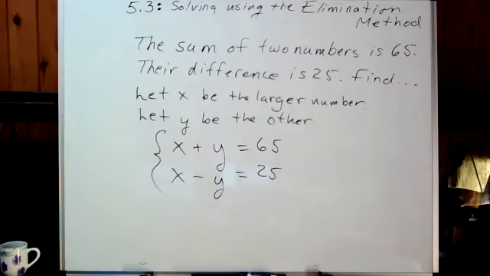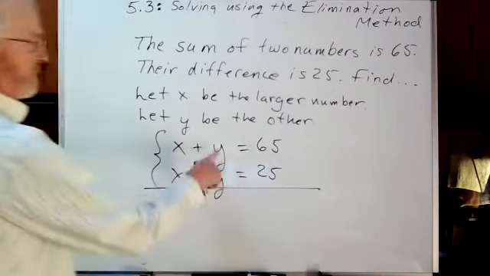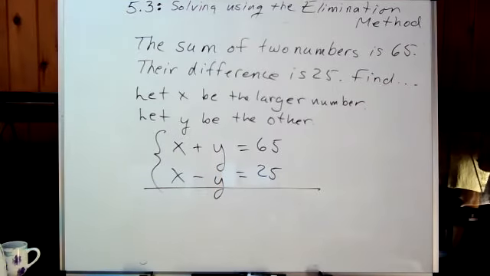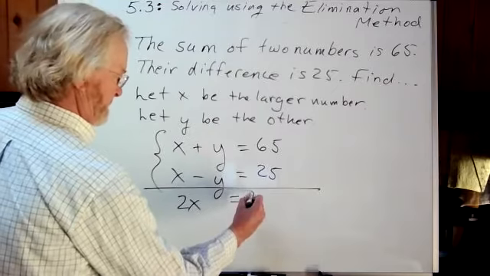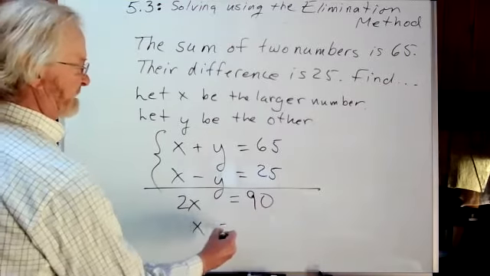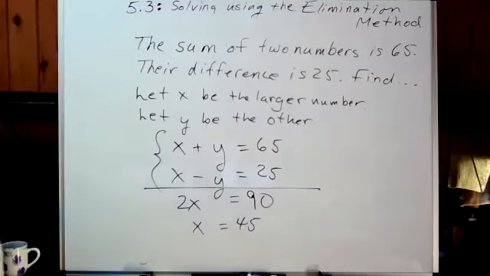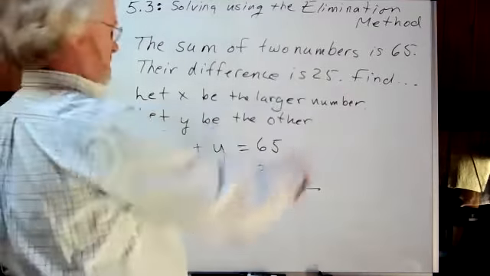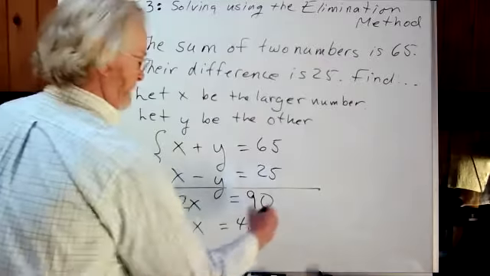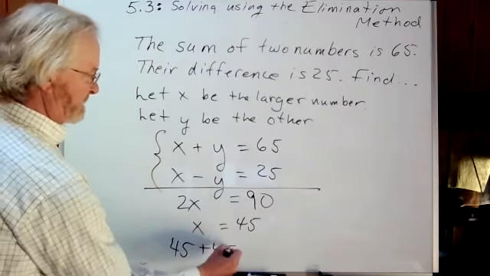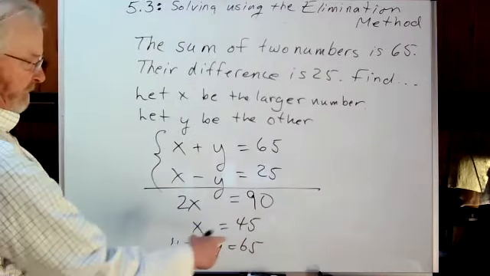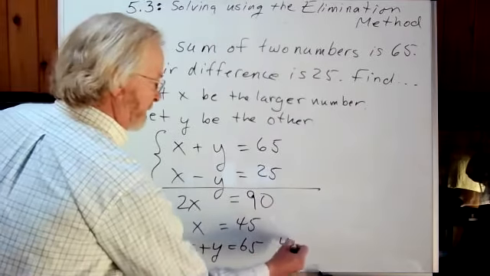Isn't that kind of nice? Nice system, easy system, right? It's ready to go. Go to work, add them together. See how the y's are ready to eliminate each other. That's 90? It's the next x of 45. And as always, if we're looking to find both numbers, plug it back in and say, let's just say here 45 plus y equals 65. Subtracting the 45 must be y equals 20.